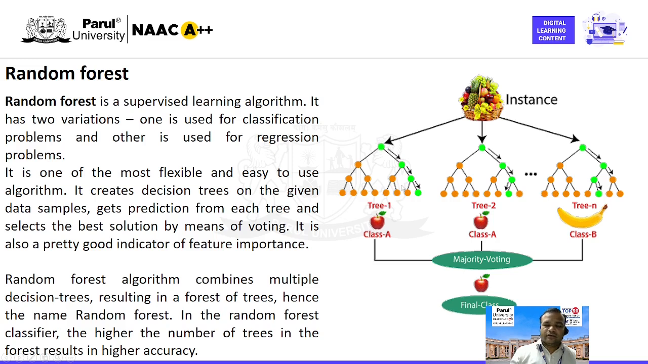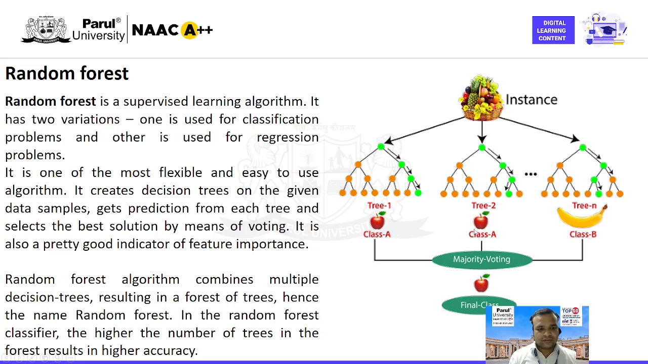Whenever we create multiple decision trees, we have multiple outputs, one from each decision tree. There are so many outputs. Like we have decision tree one output apple, which belongs to class A, and tree two output is apple, which belongs to class A, and in tree three we have output banana, which is considered as class B.